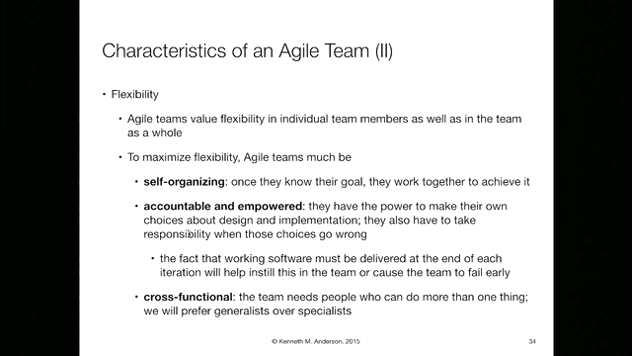You make them accountable and empowered, so they have the power to make their own choices about the design, but they also have to take responsibility when those choices go wrong. You don't want to say, well, it was this person's fault, the person that can't be here today, it was their fault. You don't want to be able to say that. You want to say, here's how things broke down. I own this. I'll take the lead on getting this fixed at the start of the next iteration, that kind of thing.